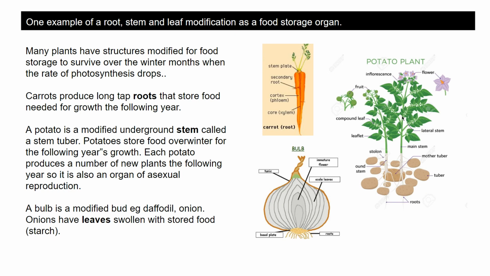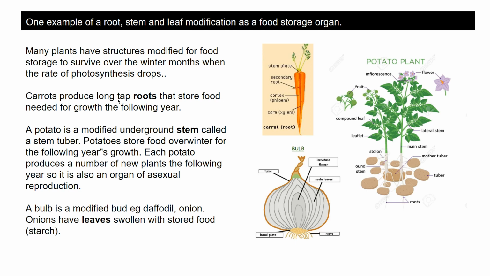Now, just to look at how plants can store food. Plants can't grow that well over the winter because there isn't enough sunshine for photosynthesis to happen. So if a plant needs to survive over winter, it needs to have a store of food to allow it to start to grow again in the spring. So plants have structures modified for food storage. Okay, we have to know one example from a root, stem and a leaf.